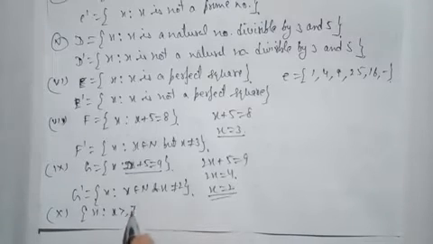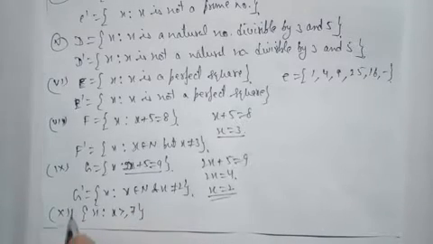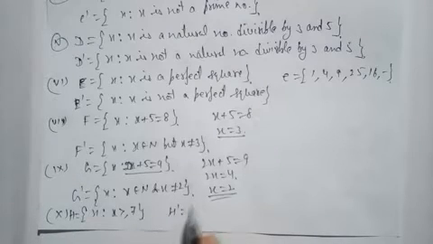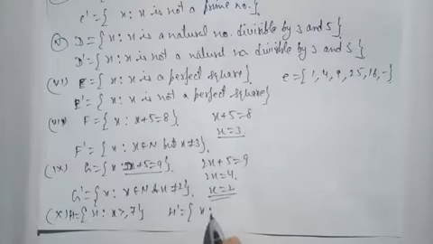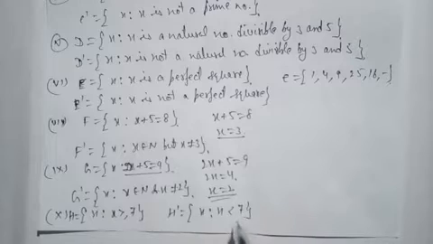10th is x such that x greater than or equal to 7, so its complement is H complement: x such that x less than 7, because 7 is included here, so 7 should not be included here.